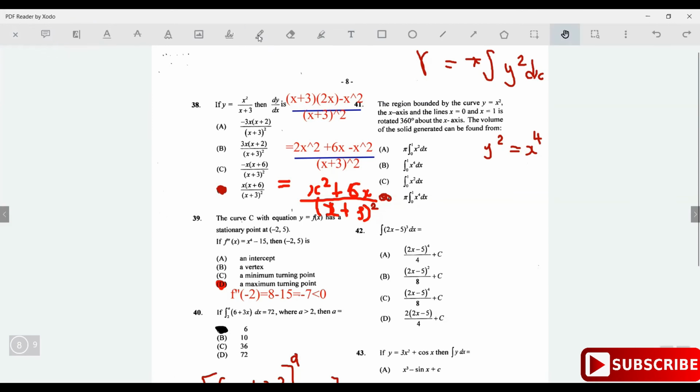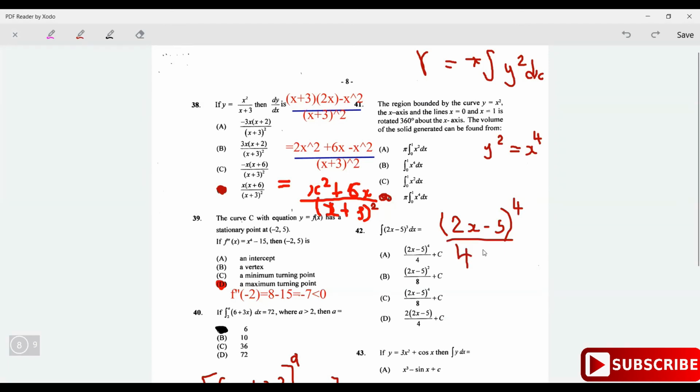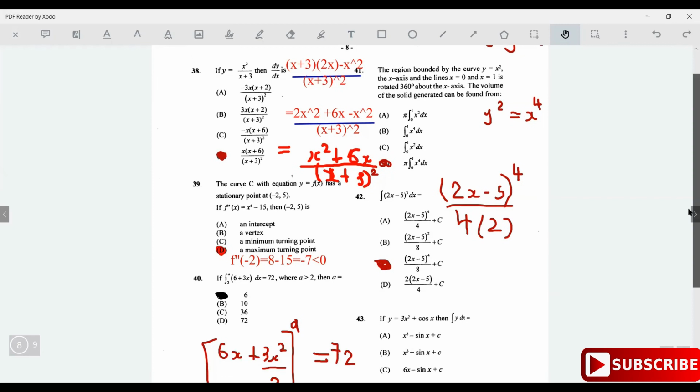Nice. The next one now, the integral of this is add 1 to the power, so you get 2x minus 5. When you add 1 to the power, 3 plus 1 is indeed 4. Then you divide it by the power of 4, multiplied by the differential of what's in the bracket, which is 2. 4 times 2 is 8. And so it is option C. Nice and easy, soft.